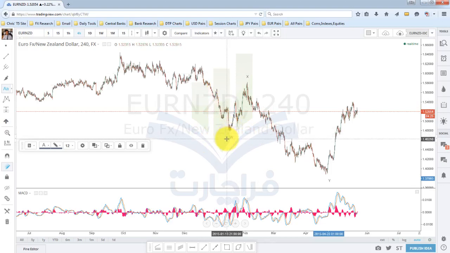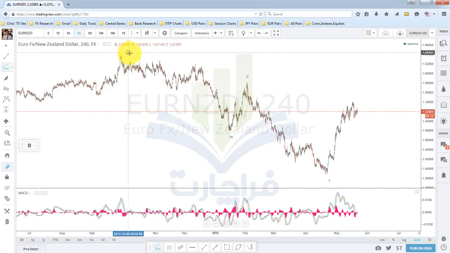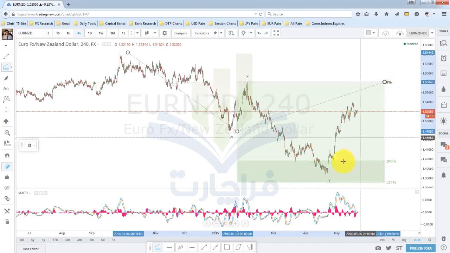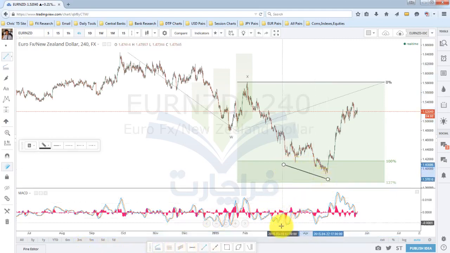So we were looking for a corrective setback and a continuation to the downside. Now let's measure the entire cycle from our high to our low, pull it back for X. And how about that? Equal legs 127. And what do we get at the bottom? Divergence, bullish divergence.